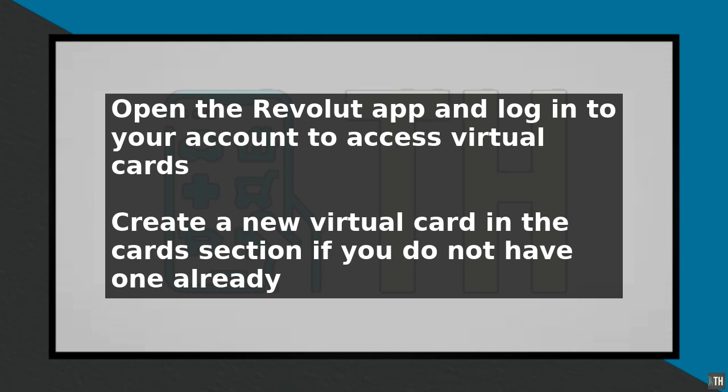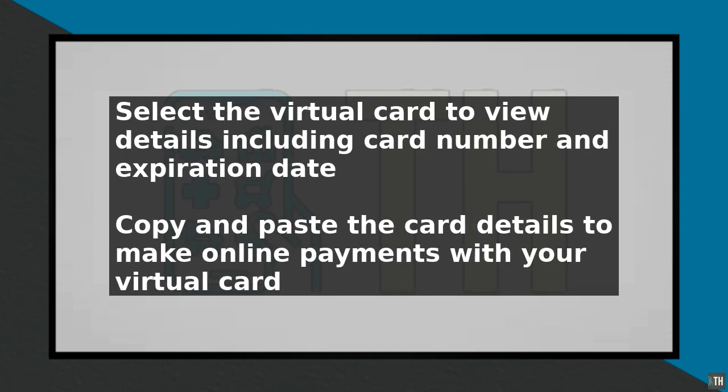Once you have a virtual card, go to the Cards section and select the virtual card you want to use. Here you can view the card details, including the card number, expiration date, and security code.